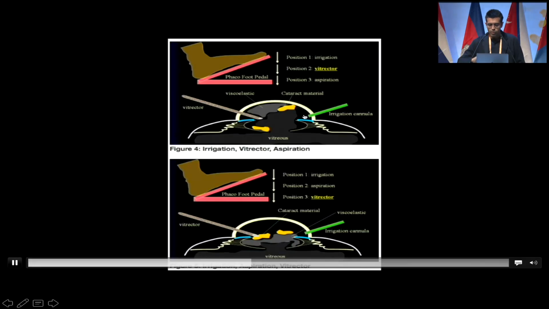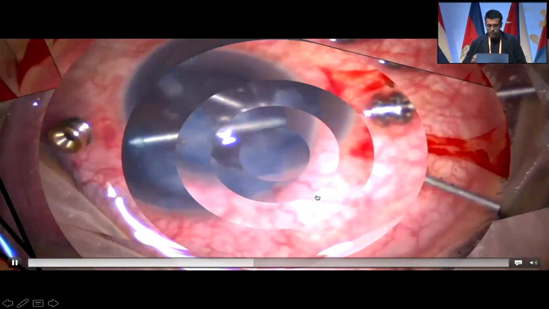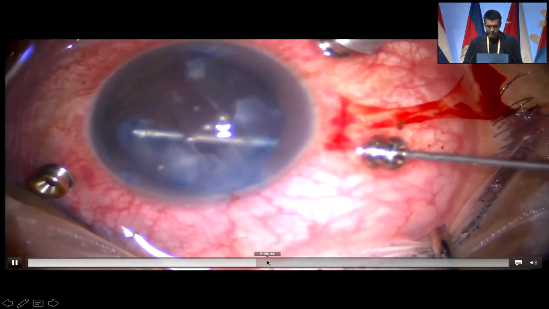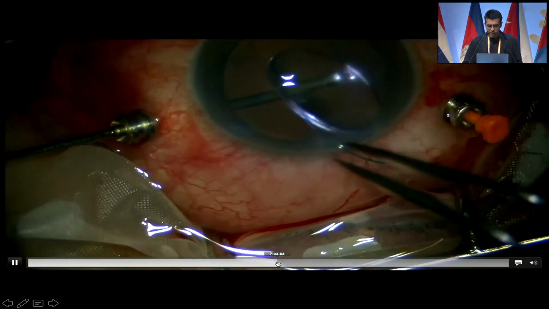So that's how we want to go in, and if you can see, we want to remove the vitreous from the retrolenticular area. Once that is done, we can now go in and implant an IOL.